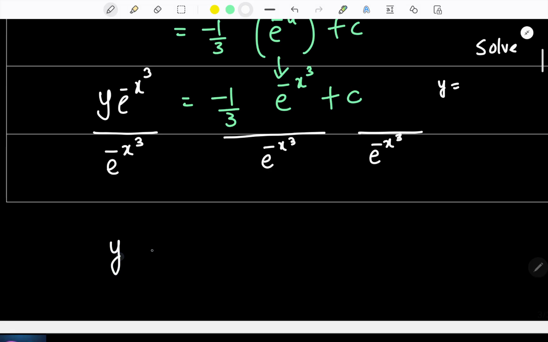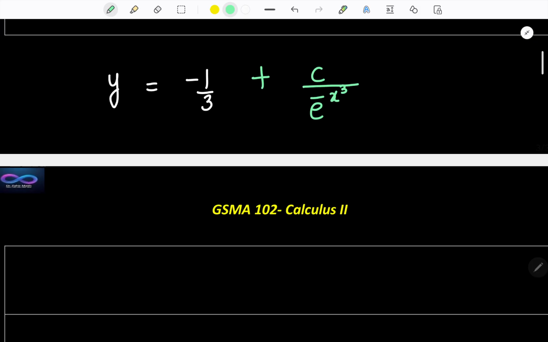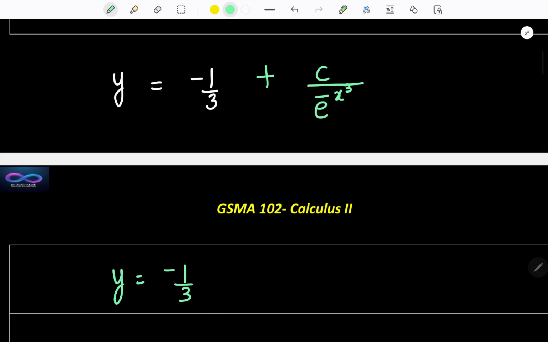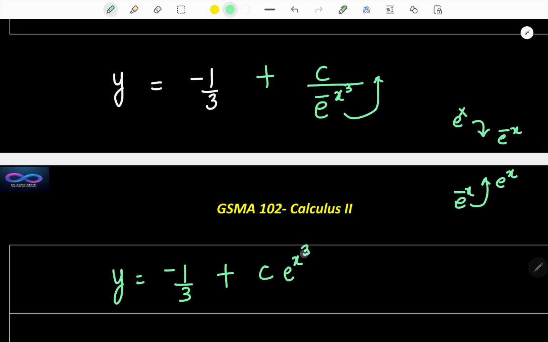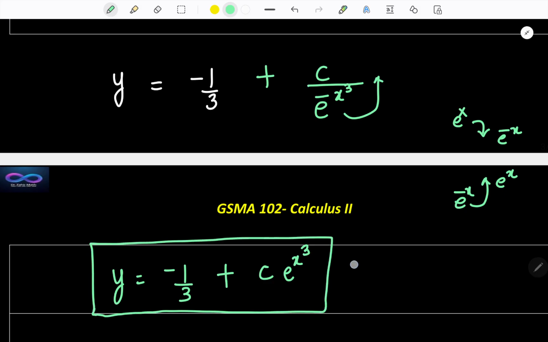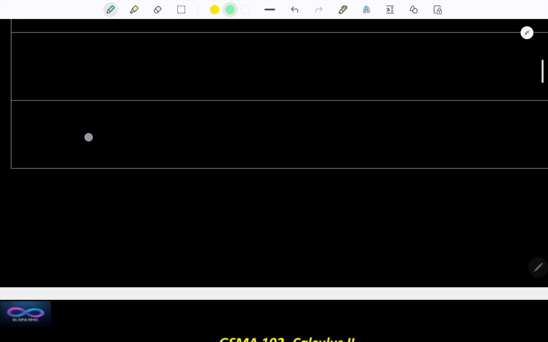When I divide this, I will get y equals minus 1 by 3, since e power minus x cube gets cancelled with this one, and then plus c divided by e power minus x cube. Still, I can write this answer in a nicer way. Y equals minus 1 by 3 plus c. If you bring e power minus x cube up, it becomes e power plus x cube. So it will be c e power x cube. This is going to become your final answer. So this is how to solve a first order linear differential equation.